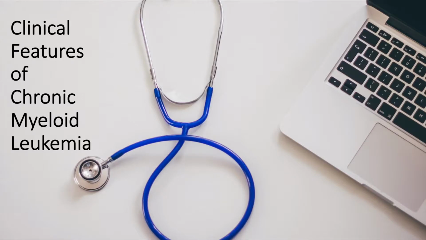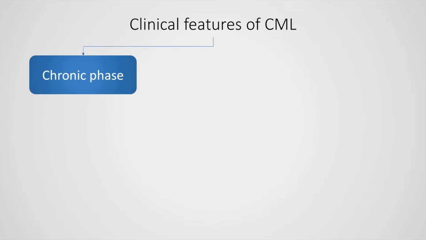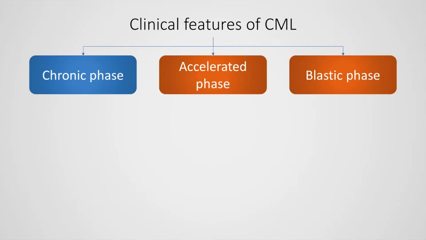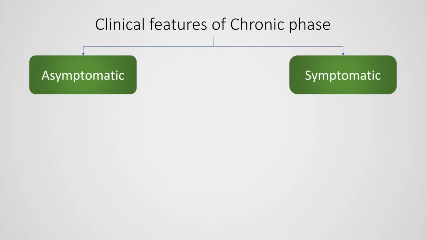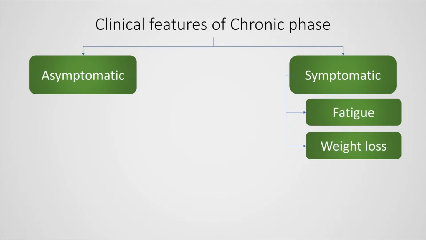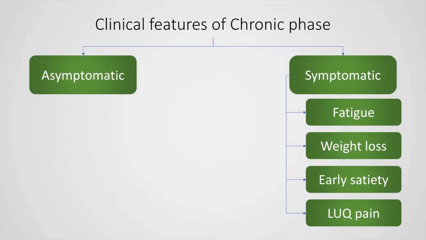The clinical features of chronic myeloid leukemia may be classified into clinical features of the chronic phase, accelerated phase, or the blastic phase. The clinical features of the chronic phase include the patient may be asymptomatic. In symptomatic patients, however, there may be fatigue, weight loss, early satiety, and left upper quadrant pain.